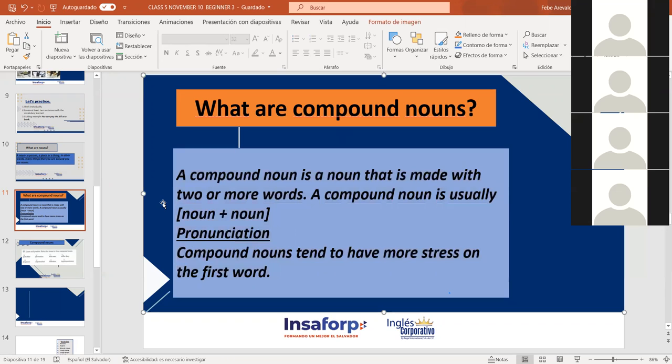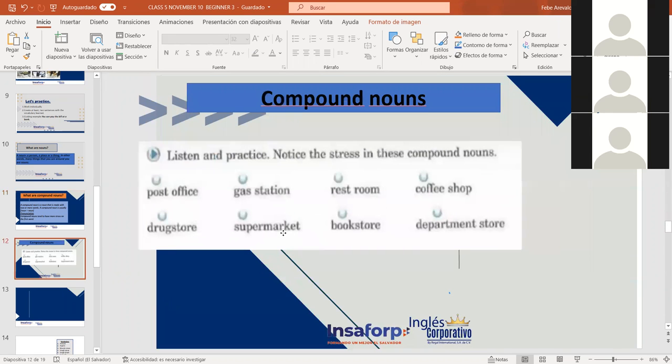What is a compound noun? A compound noun is a noun that is made with two or more words. A compound noun is usually noun plus noun. Pronunciation. Compound nouns tend to have more stress on the first word. Exactly. More stress in the first word. Ustedes ya verán los stresses, right? Cuando se le da entonación más fuerte en la primera palabra.